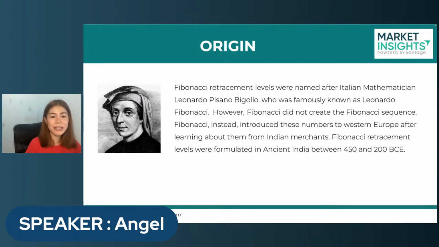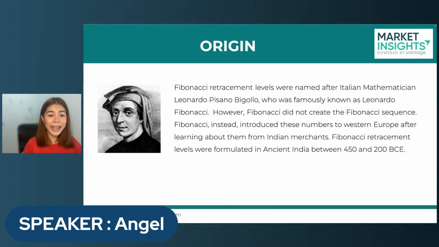So the origin, this is actually a very old formula. It was named after the Italian mathematician Leonardo Pisano Bigollo. I'm not sure if that's the right pronunciation, but he's famously known as Leonardo Fibonacci. That one I'm sure is the right pronunciation. However, Fibonacci did not actually create the Fibonacci sequence. Instead, he introduced these numbers to Western Europe after learning them from Indian merchants. Fibonacci retracement levels were formulated in ancient India between 450 and 200 BCE. So this is a very old formula, and we're not even born.